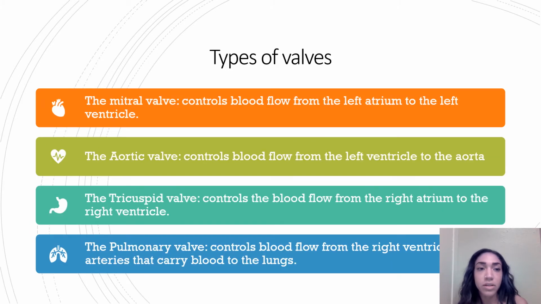Okay, so we're going to go over the types of valves. We have mitral, which controls blood flow from the left atrium to the left ventricle. And then we have the aortic valve, which controls blood flow from the left ventricle to the aorta. And then the tricuspid valve controls blood flow from the right atrium to the right ventricle. And the pulmonary valve controls the blood flow from the right ventricle to the arteries that carry blood to our lungs.